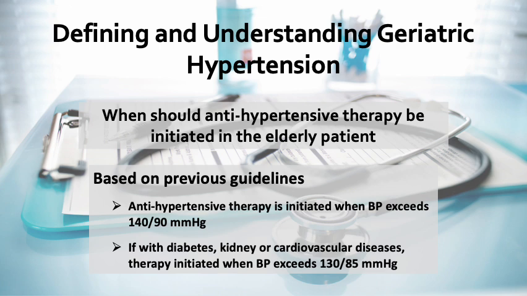Previous guidelines define hypertension and recommend the initiation of antihypertensive treatment when the blood pressure exceeds 140 over 90 millimeters mercury. In those with diabetes, kidney disease, or cardiovascular disease, antihypertensive treatment is recommended if blood pressure exceeds 130 over 85 millimeters mercury.